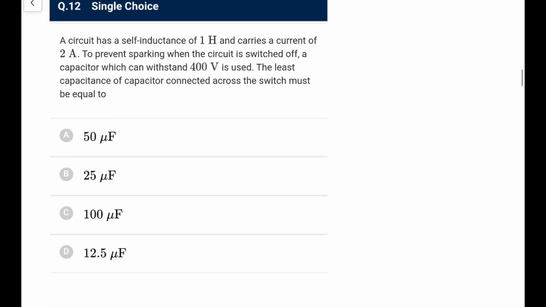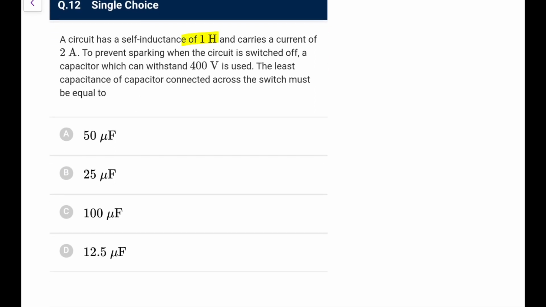Next one. The circuit has a self-inductance of 1 Henry and carries a current of 2 ampere. To prevent sparking when the circuit is switched off, a capacitor which can withstand 400 volt is used. The least capacitance of the capacitor connected across the switch must be equal to, okay. So it carries a current of 2 ampere. To prevent the sparking when the circuit is switched off, a capacitor which can withstand 400 volt is used.